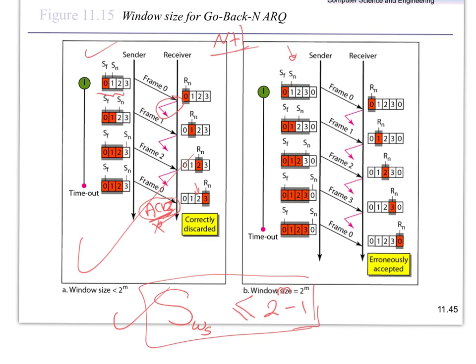Are you with me so far? Now the receiver will point to frame 0. When the sender times out here, it has to go to frame 0, this one, and send it. So what will happen here? What's wrong with that? What will the receiver do here?